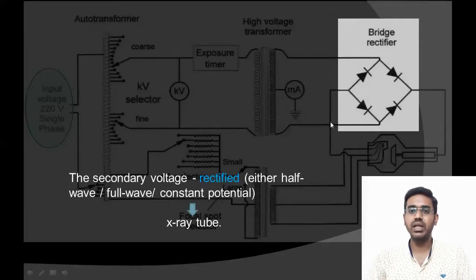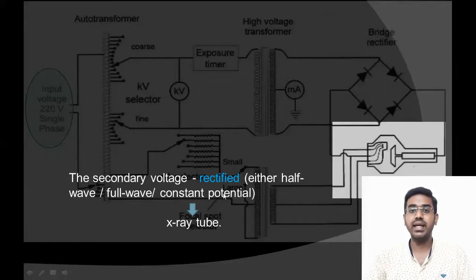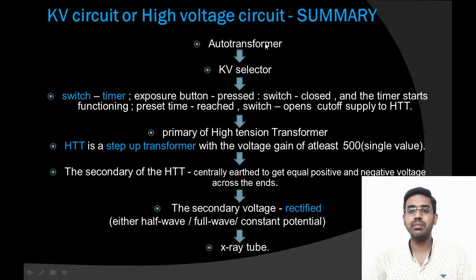The secondary voltage from the high tension transformer is rectified either through half wave, full wave or constant potential. Then it gets supplied to the X-ray tube. This is the summary of the KV circuit. Just pause the video and go through it.